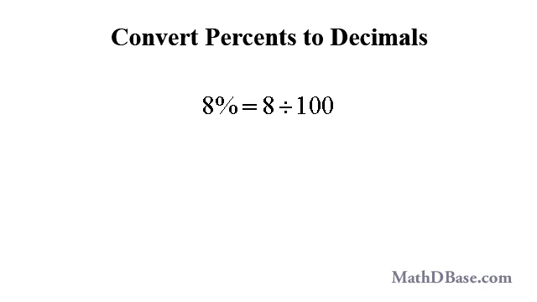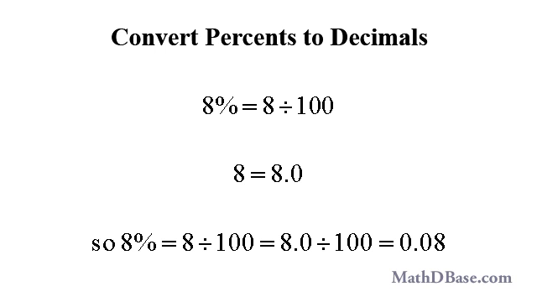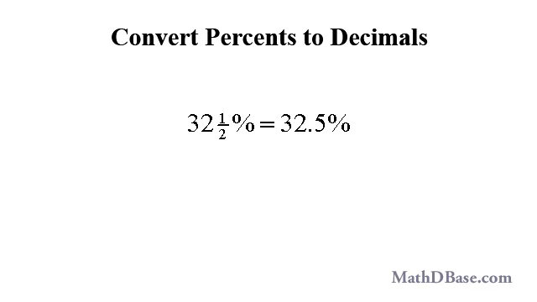Let's write 8% in decimal form. Since percent indicates division by 100, 8% is equal to 8 divided by 100. Writing the whole number in decimal form places the decimal point right after it, so 8 is equal to 8.0. Dividing by 100 is equivalent to moving the decimal point two places to the left. So 8% is equal to 8 divided by 100, which is also equal to 8.0 divided by 100, or 0.08.